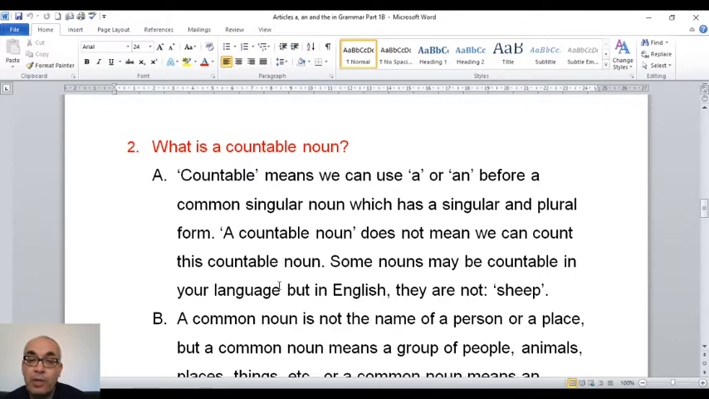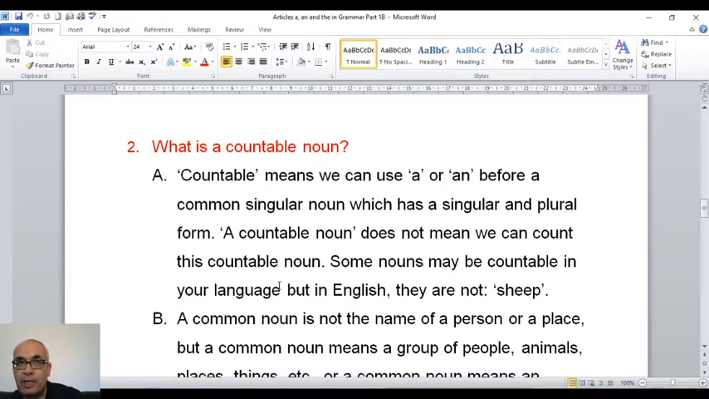Countable means we can use a or an before a common singular noun which has a singular and plural form. A countable noun does not mean we can count it. Money is countable, we can count money, but the word money is not countable. So I cannot say a money, I cannot say monies. Sheep is uncountable. The word sheep is uncountable, but can we count sheep?